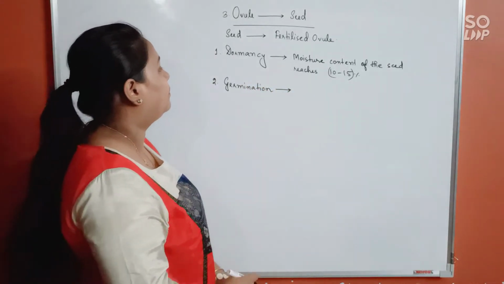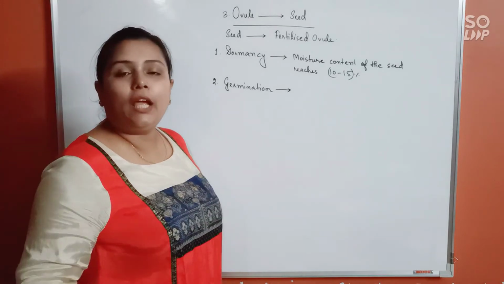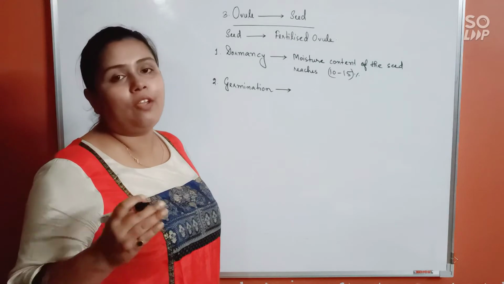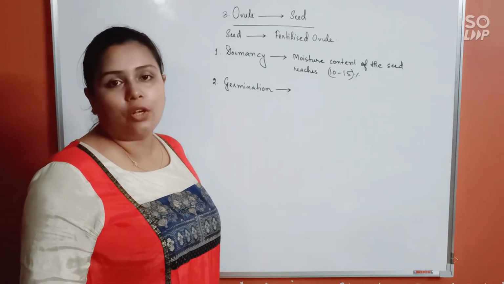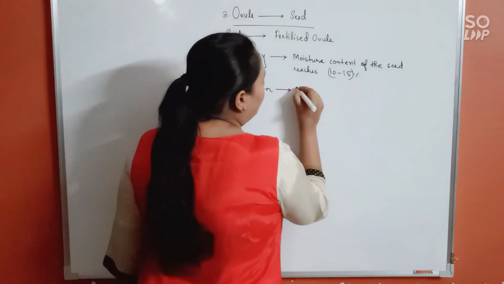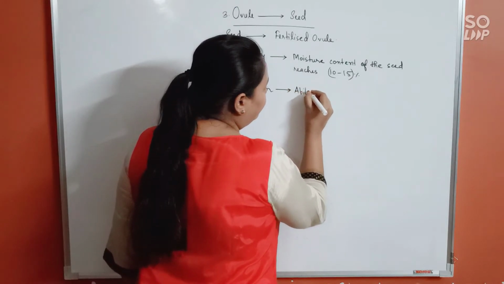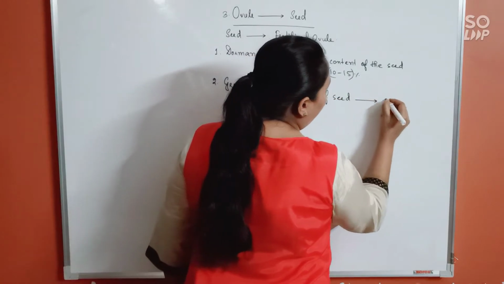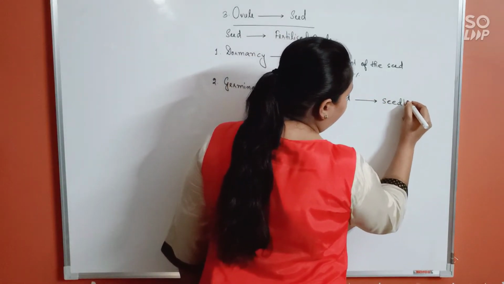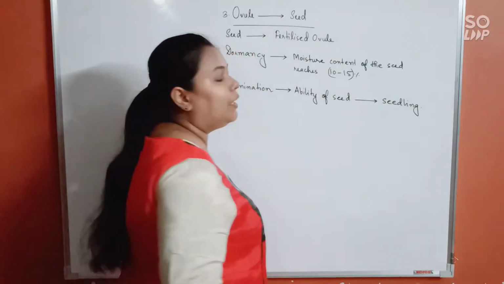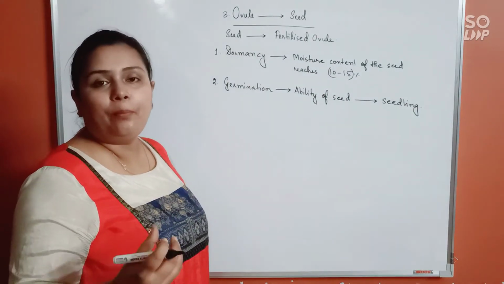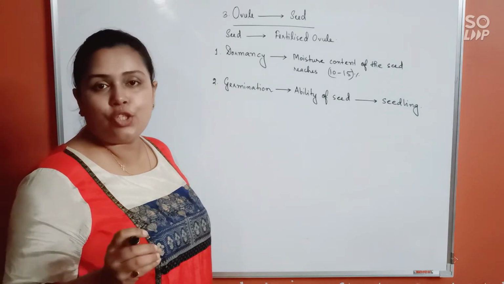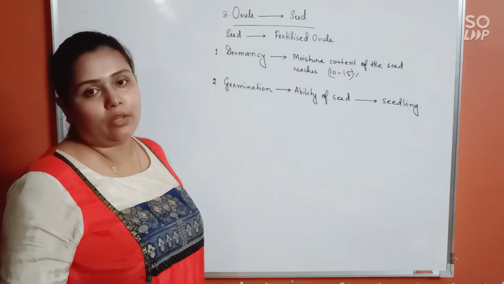Germination. Now the ability of the seed to give rise to a seedling during favorable conditions is called seed germination. So, it is the ability of the seed to give rise to a seedling under favorable conditions like appropriate moisture level in the surrounding or adequate amount of oxygen or proper temperature, etc.